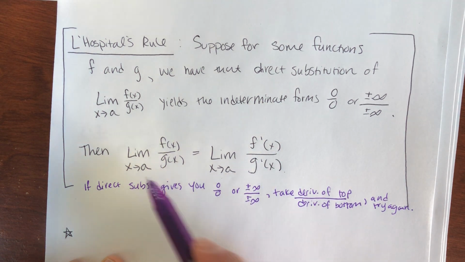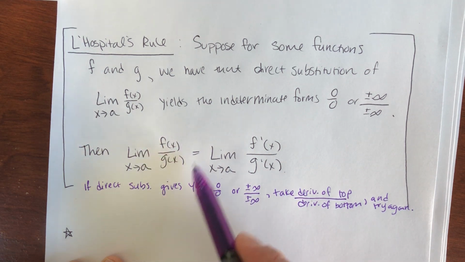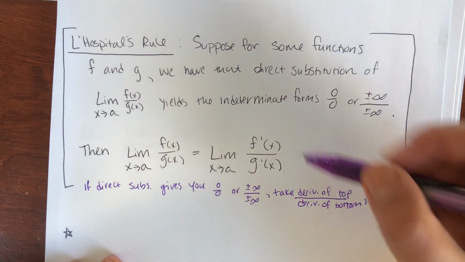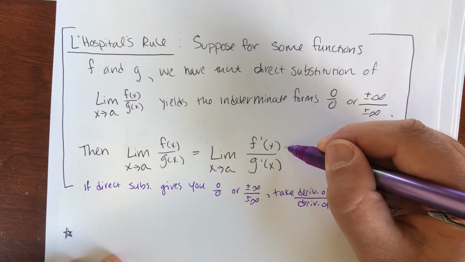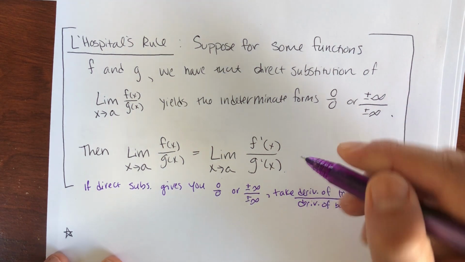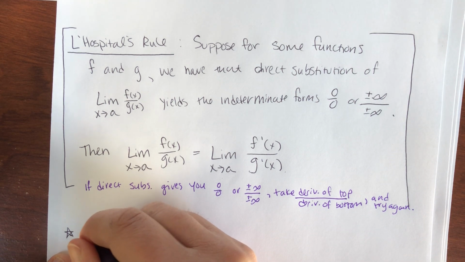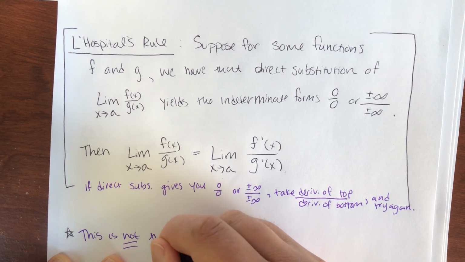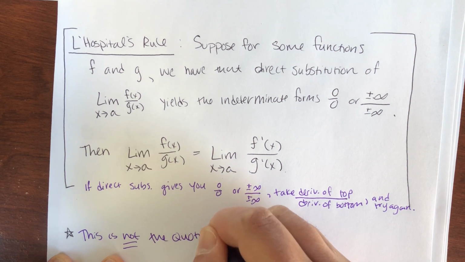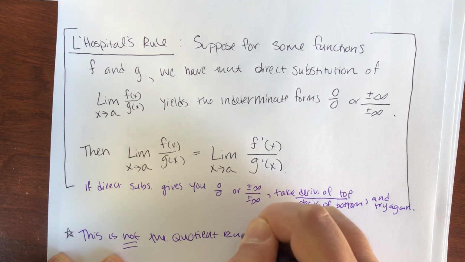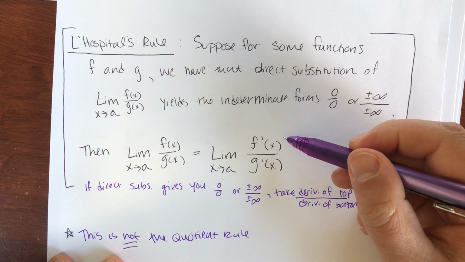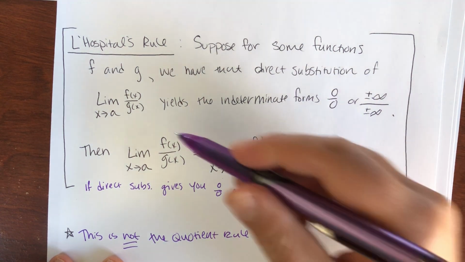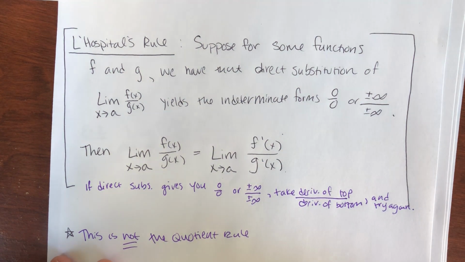So this isn't as simple as saying if you get an indeterminate form 0 over 0, then just take the derivative and try again. It says specifically take the derivative of the top over the derivative of the bottom, right? So just as a little remark here, this is not the quotient rule. We're just taking the individual derivative of the top function divided by the derivative of the bottom function. We're not taking the derivative using the quotient rule.